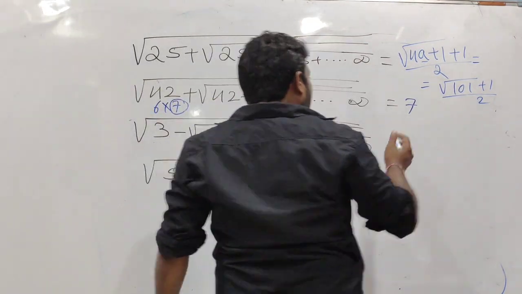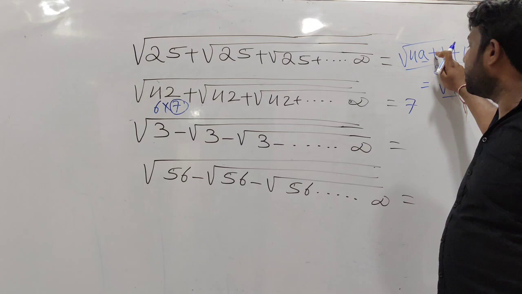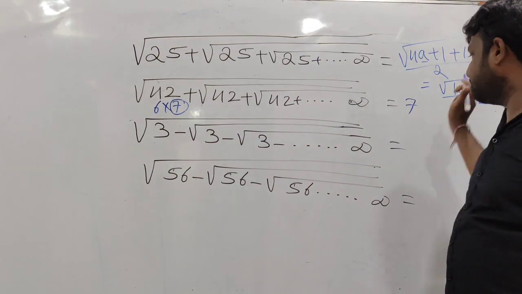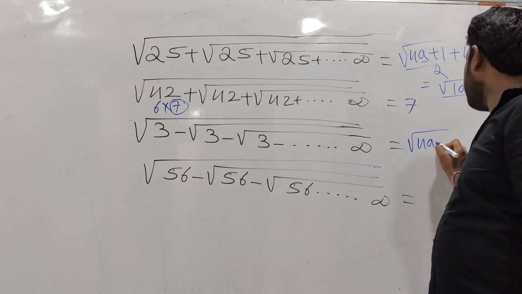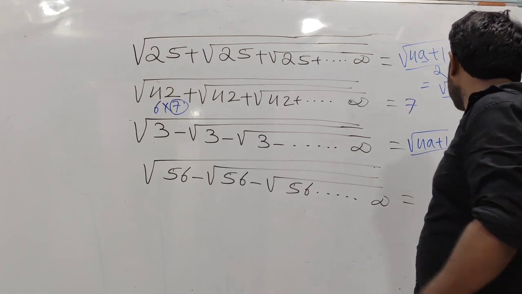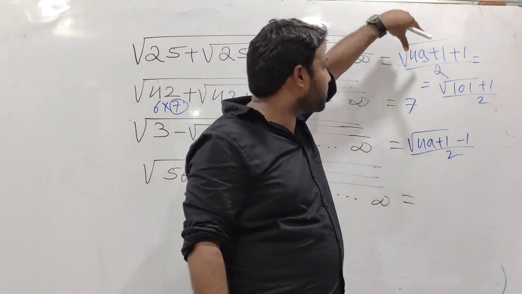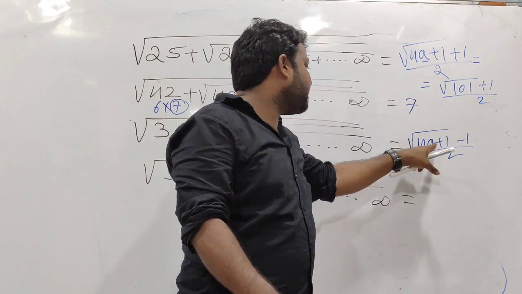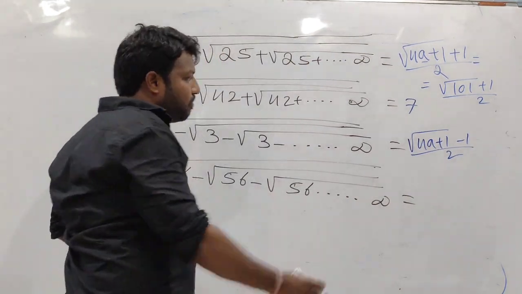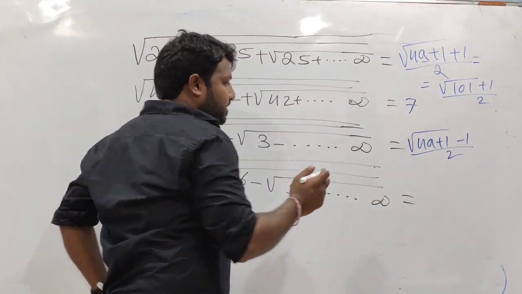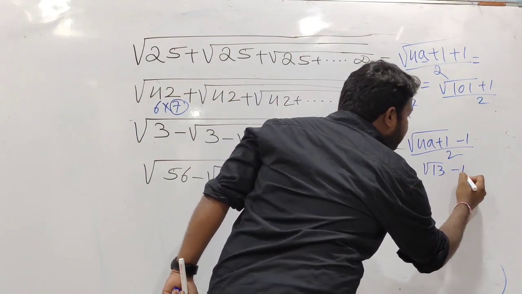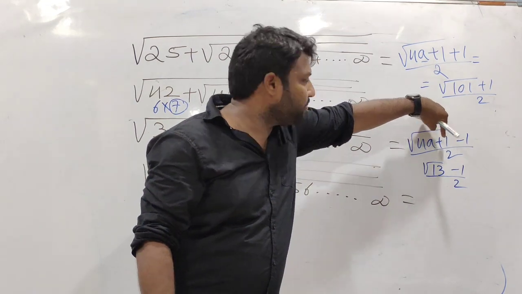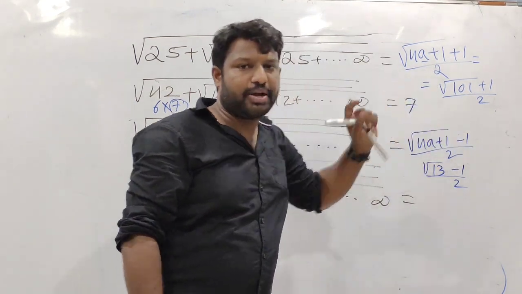Then I will use the formula. What is the formula? When all are plus, you get root 4a plus 1 plus 1/2. When all are minus, what do you get? Here minus comes. So the formula is root 4a plus 1 minus 1/2. The root 4a plus 1 is common; if plus, it is plus 1/2, and if minus, it is minus 1/2. What is the value of a here? a is 3. 4 3s are 12, plus 1 is 13, so root 13 minus 1/2. So this is the answer.